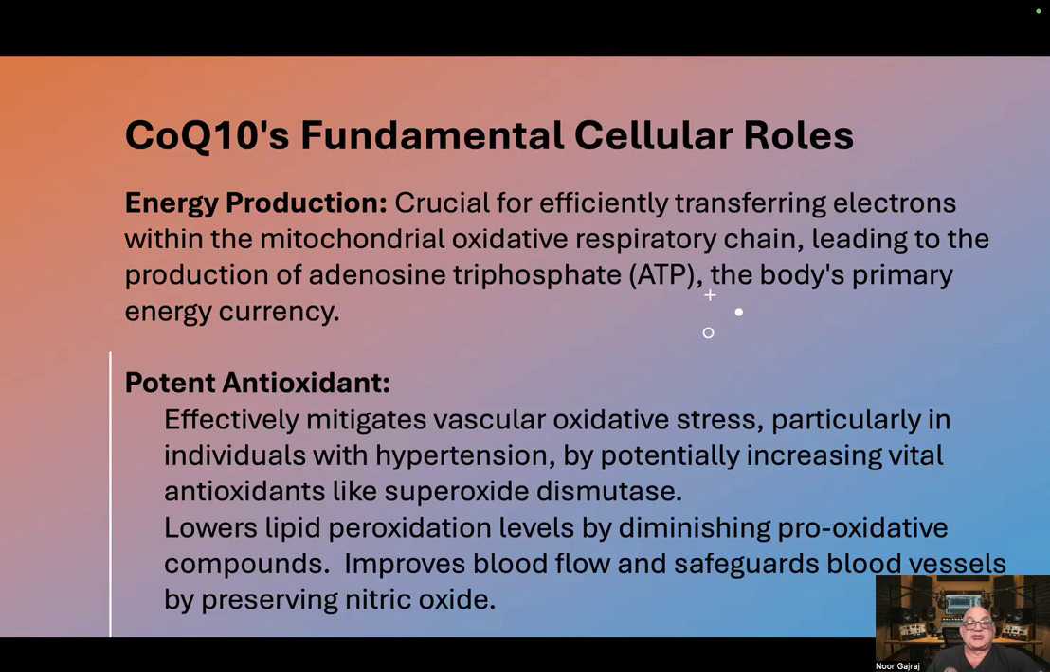It's a potent antioxidant. It effectively mitigates vascular oxidative stress, particularly in individuals with hypertension, by potentially increasing vital antioxidants like superoxide dismutase. It lowers lipid peroxidation levels by diminishing pro-oxidative compounds. It improves blood flow and safeguards blood vessels by preserving nitric oxide.